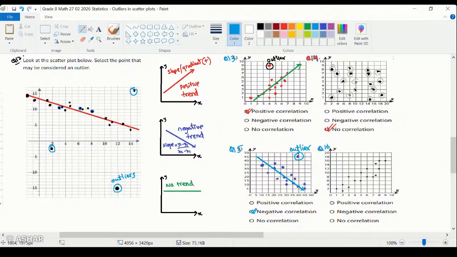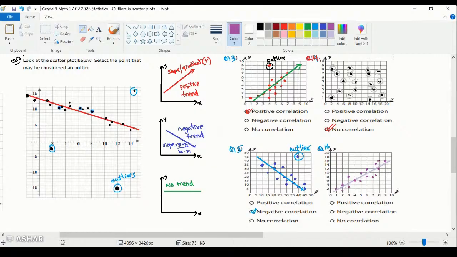For question number 16, these were the points given to us. Let's try to draw a line passing through these points. Can we say this is a line that was passing through the maximum number of points, or in between the maximum number of points, right?